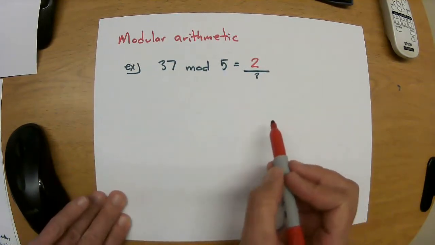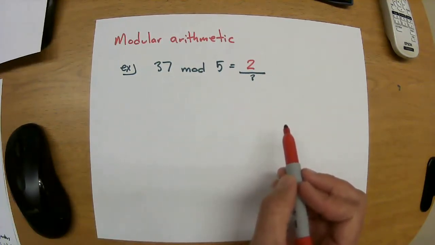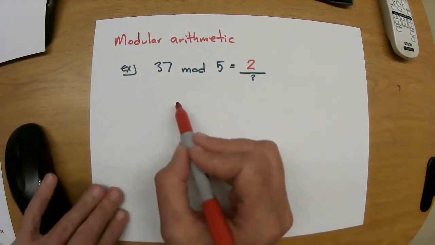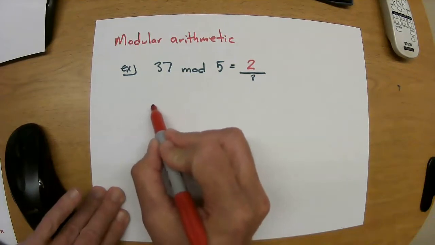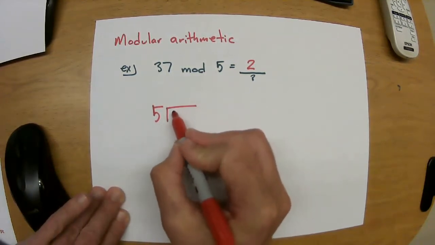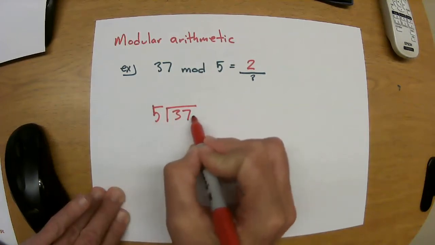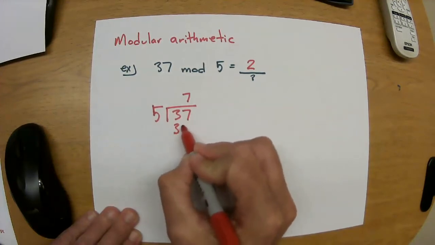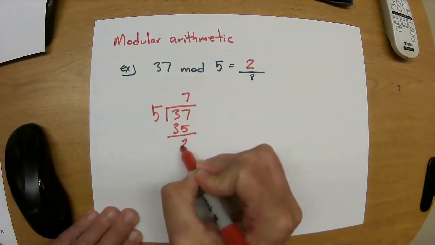And so, how did we get this value? Well, you have to think like a little kid. When you were a little kid and you did division, if I wanted to do 37 divided by 5, I would say 5 goes into 37, and it goes into it 7 times, and I multiply, and it's 35, and I get a 2.